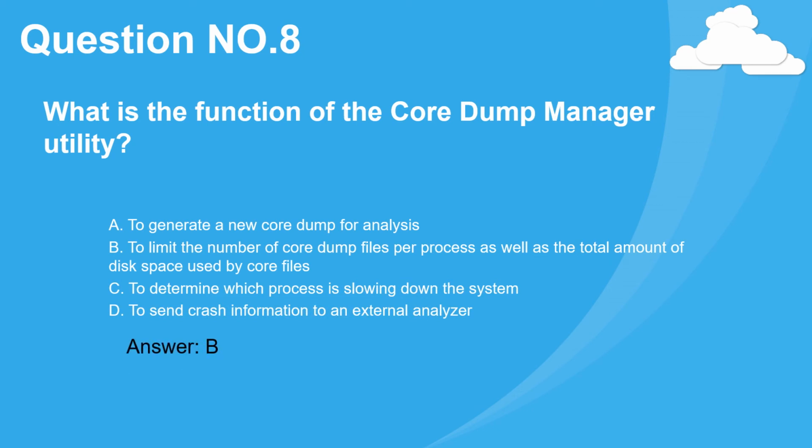Question no. 8. What is the function of the Core Dump Manager utility? A. To generate a new core dump for analysis. B. To limit the number of core dump files per process as well as the total amount of disk space used by core files. C. To determine which process is slowing down the system. D. To send crash information to an external analyzer. Answer B.